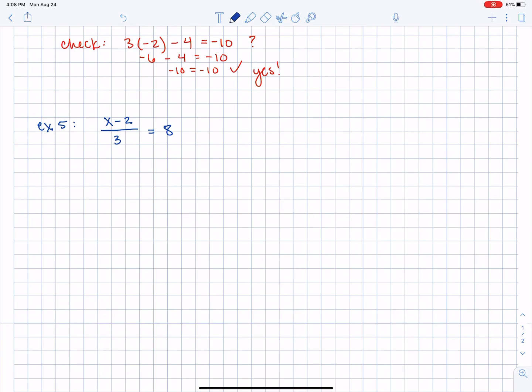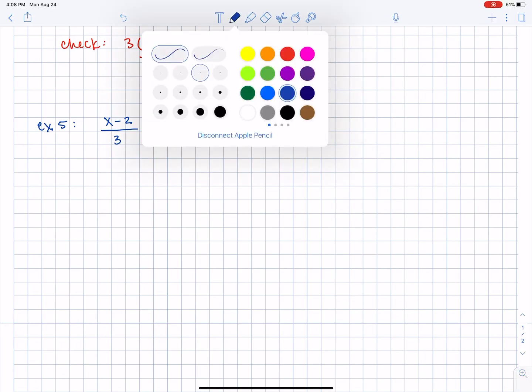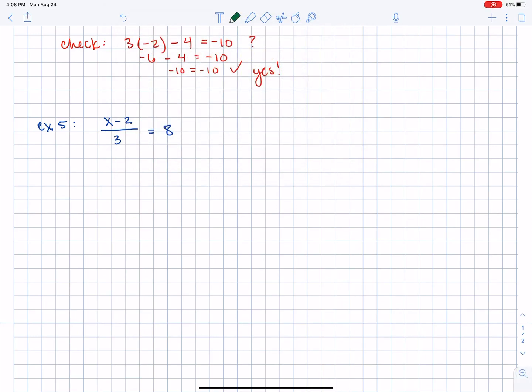And you hopefully have unpaused by now. So as a reminder, this over sign means divide. All right, and there are invisible parentheses around this x minus 2, as we know from our order of operations video a while ago. So what we need to do is undo this divided by 3. In order to undo that, like we did before, we're going to multiply by 3. So times 3 on both sides.